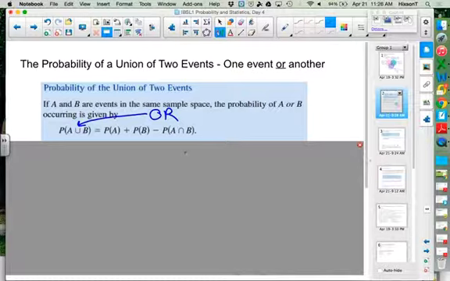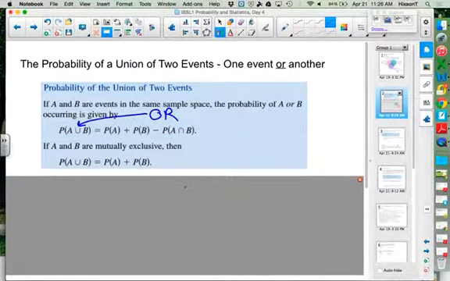If they're mutually exclusive, what's the probability of both? 0. So, if they're mutually exclusive, then it's just the probability of A plus the probability of B.